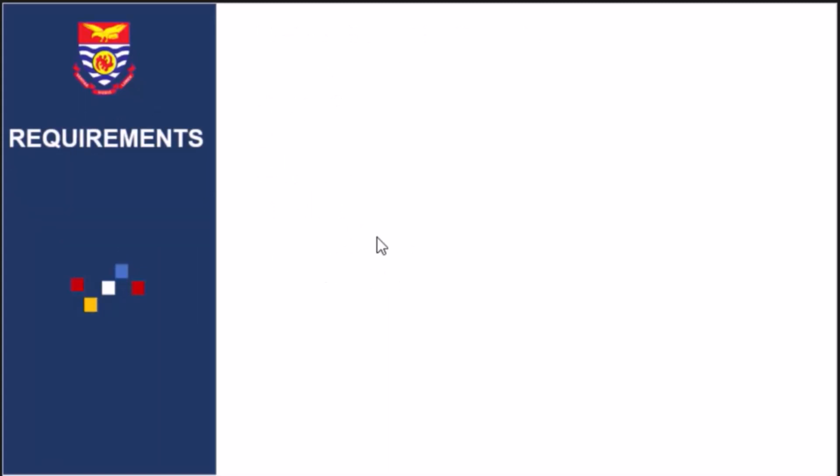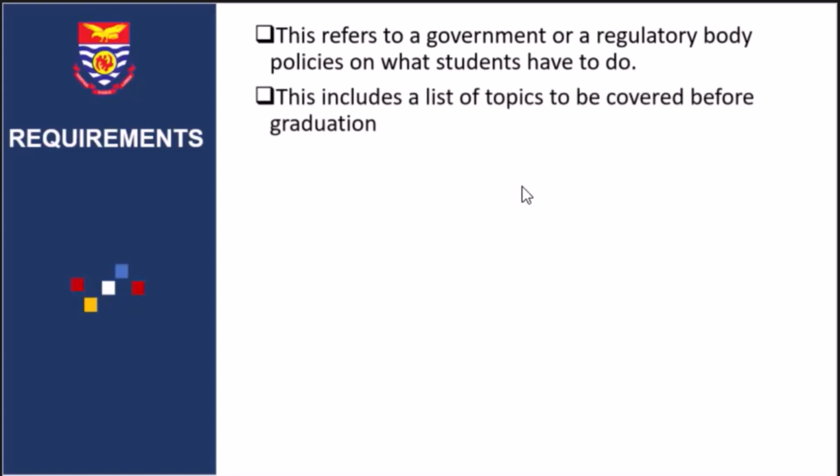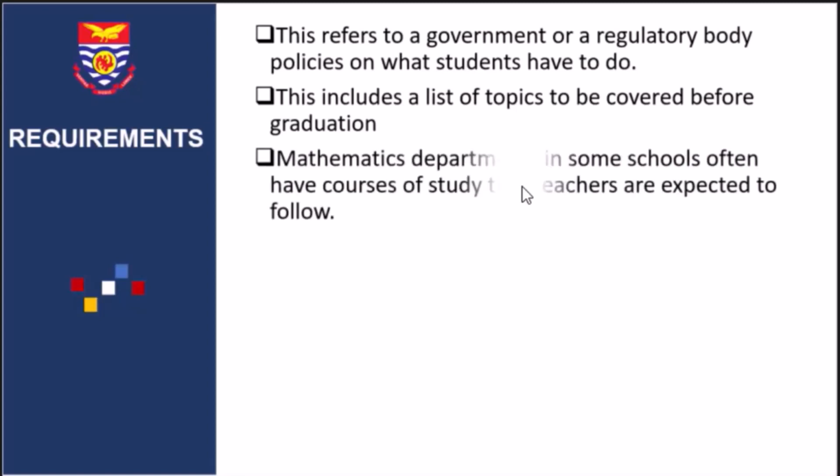When we talk of requirements, what do we mean? It refers to the government or a regulatory body's policies on what students have to do. So we can talk of the intended curriculum here, what the policy makers expected students to do. That is what we mean by requirements. So this affects the selection of subject matter. This includes a list of topics to be covered before graduation.